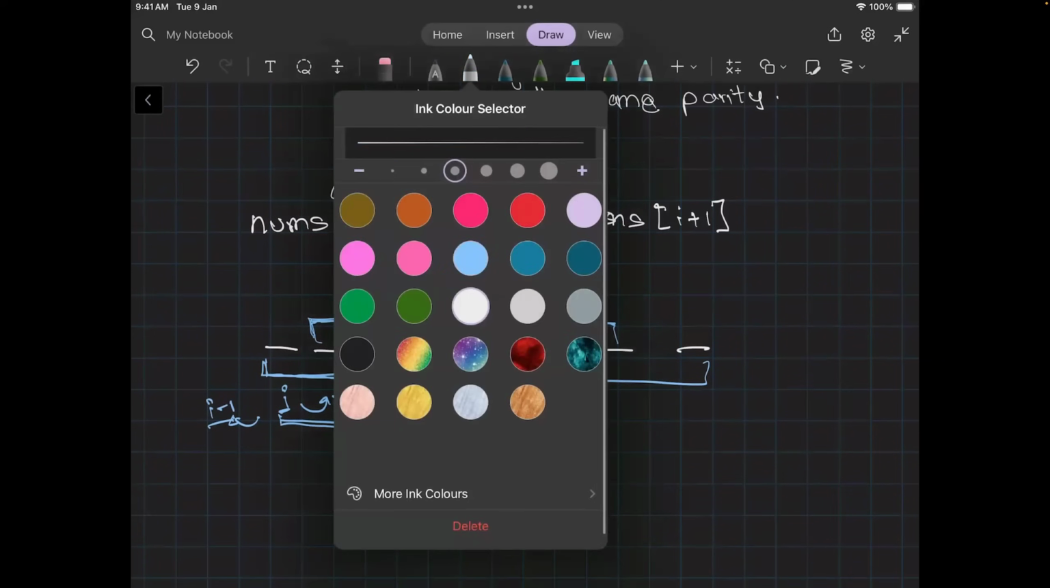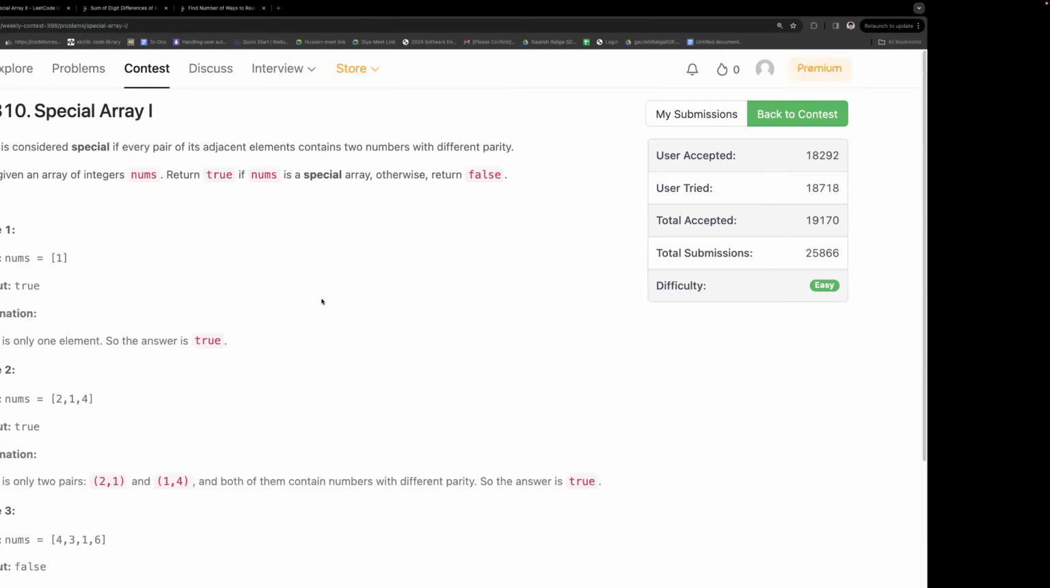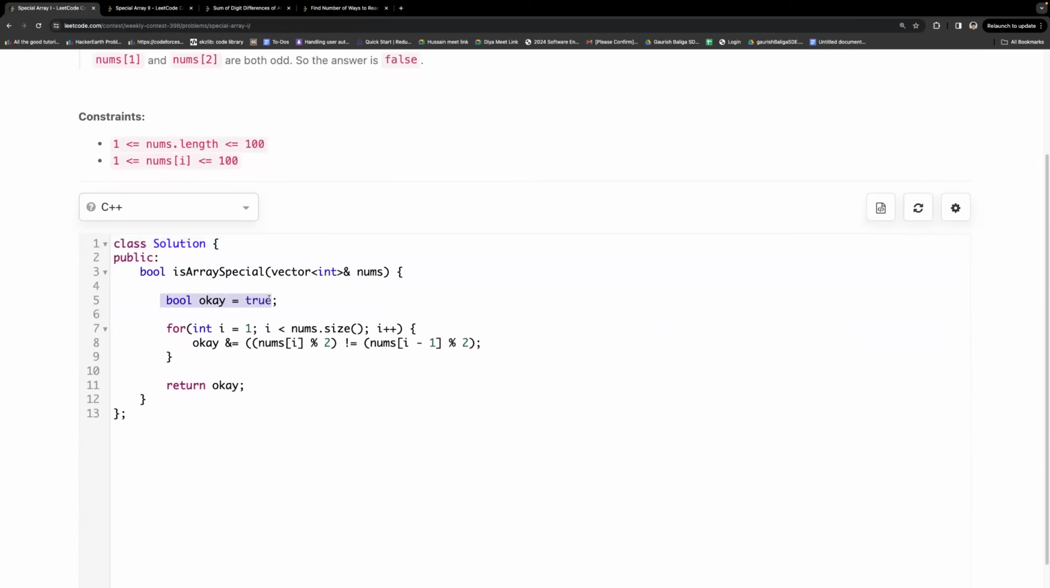Let me use some other color and let's move on to the implementation. Very simple implementation. First, we have bool ok, which is true. Now, I am iterating from 1 to nums.size, and at every index, I am checking the current index parity with the previous index parity. The thing is, ok will only stay true if nums[i] modulo 2 is not equal to nums[i-1] modulo 2. Otherwise, this will become false.